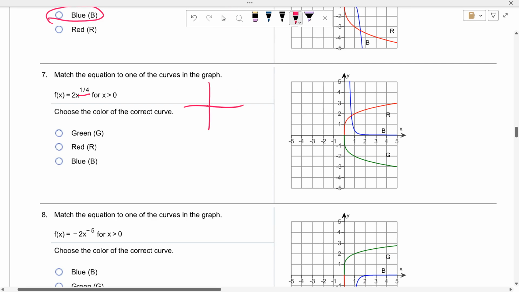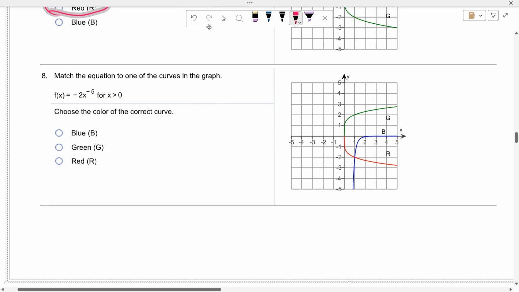On this one, the 1/4 power is a fourth root. So square roots, fourth roots, anything like that go off like that. Okay, since it's a positive 2 in front, it makes it go twice as high. But then it would be which one? Red. Okay.